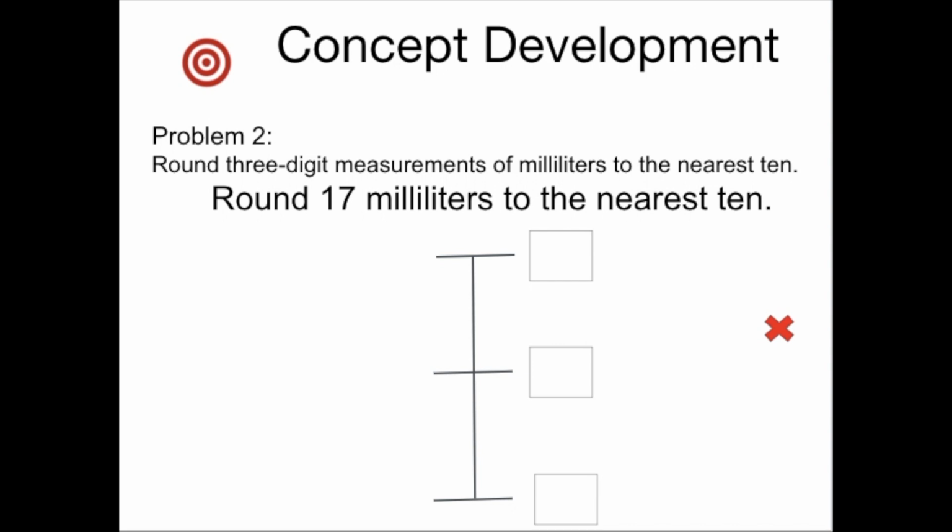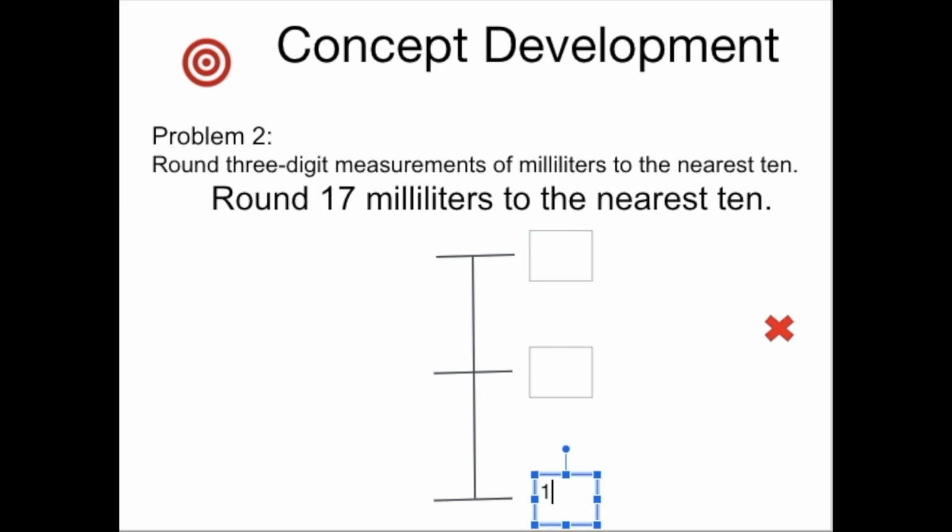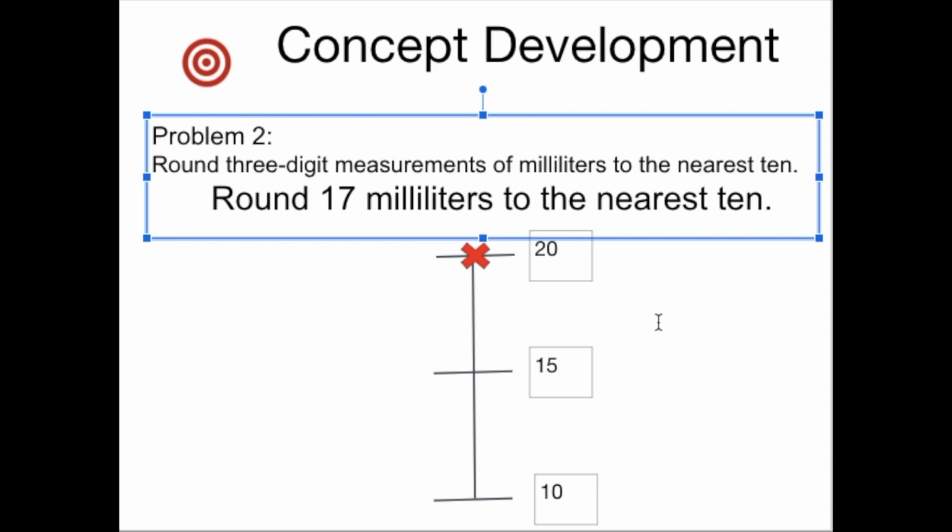Problem number 2. Round 17 milliliters to the nearest 10. Well, 17, I see a 1 in the tens place, so I'm going to start with 10 down at the bottom. And 10 away from 10 is 20. And right here in the middle, I know halfway between 10 and 20 is 15. On the number line, I'm going to make an estimate that 17 would go about there. 17 has passed my halfway point right here, and it is closer now to 20. So I know that 17 rounds up to 20.